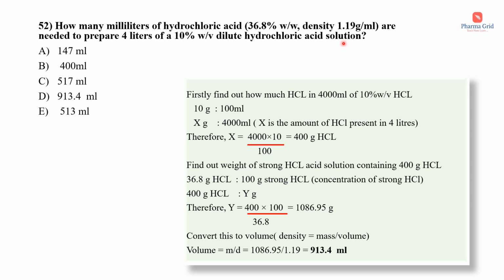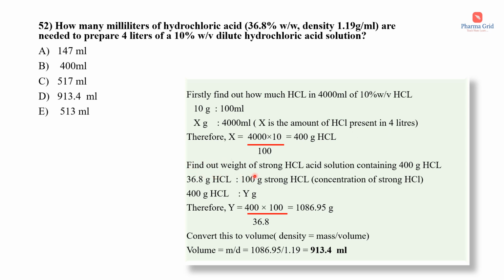So percentage weight by volume means number of grams present in 100 ml of the solution. So firstly find out how much hydrochloric acid in 4000 ml. 4 liters means 4000 ml. That is 4000 ml of 10% weight by volume hydrochloric acid. So 10% weight by volume means 10 gram present in 100 ml. So let it be x gram present in 4000 ml or 4 liters. Let x be the amount of hydrochloric acid present in 4 liters. Now find out x using cross multiplication. 4000 into 10 divided by 100, that is equal to 400 gram HCl. So this 400 gram is the amount of hydrochloric acid present in 4 liters.